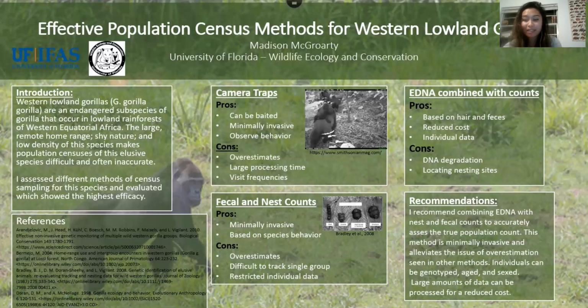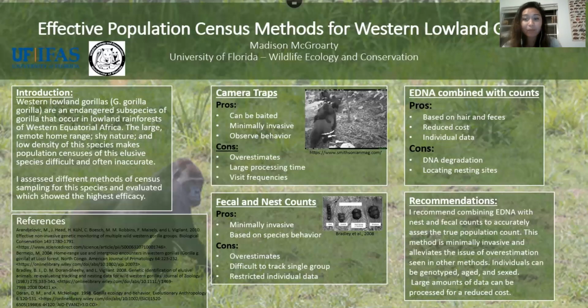In this technique, nest counts can be verified by comparing the genetic profiles of the individuals, reducing overestimations. The sex can also be determined of individuals, giving a more clear and comprehensive analysis of Western lowland gorilla populations.